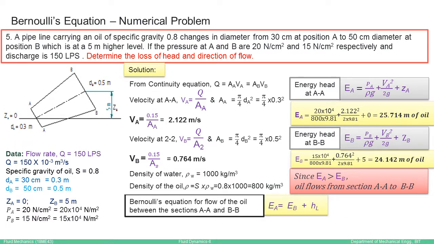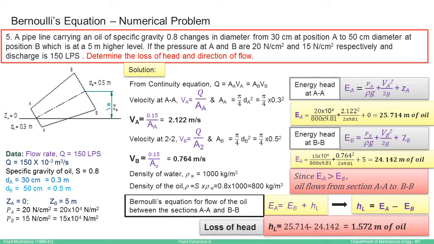And we know that Bernoulli's equation applied for this case when the flow is from A to B is EA is equal to EB plus HL. So from which we can find out HL is equal to EA minus EB, and substituting the values of EA and EB, we can find out HL, that is the loss of head, is 1.572 meters of oil. These are common kind of questions you get, where the loss of head and the direction of flow is to be found out.